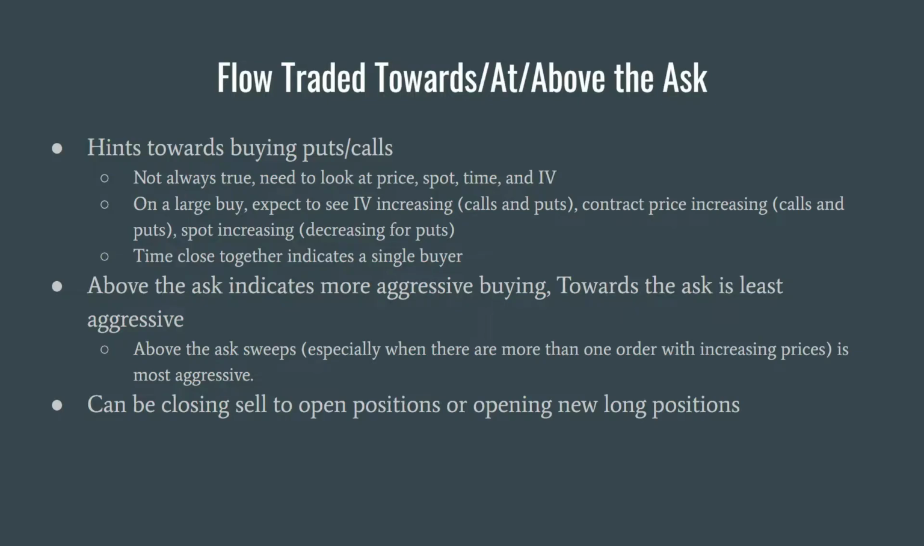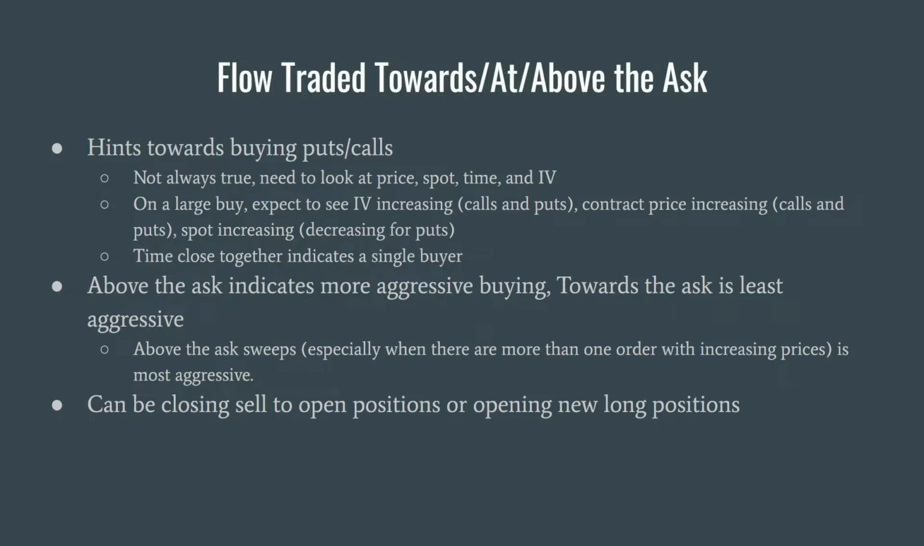Then also if you see options traded close together in a very brief time frame, these are hinting towards a single buyer. The reason why you want to look at things like IV, contract price, etc. is because sometimes you'll see lots of ask side flow coming in, and then you'll see a little bit of bid side mixed in with it or towards bid. This is not necessarily somebody just instantly getting in and out. If you're seeing that, yeah, some of them are starting to trade towards the bid, but that IV is increasing and the contract prices are increasing, that could still be hinting at a buyer just continuously getting in.